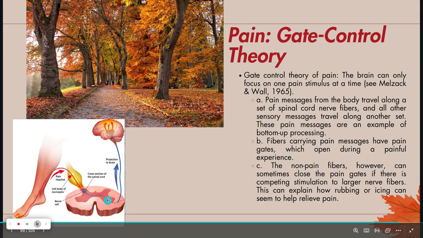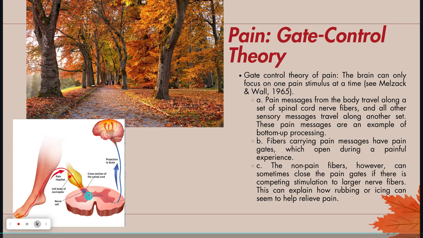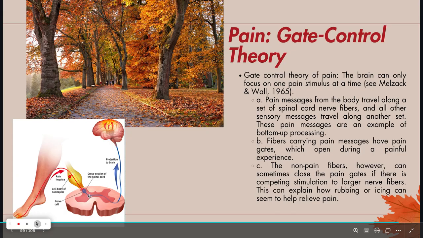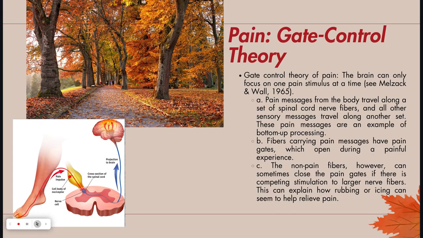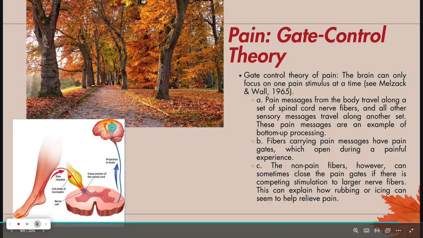This right here is a section of our spinal cord, interneurons here. I want you to imagine there's an actual little gate here. There's not an actual gate, but we're going to imagine there's a little gate that can be closed off. So sometimes what happens with the gate control theory is our body will not allow that pain sensation to travel all the way up to our brain. It blocks it off. This can happen for a variety of reasons.